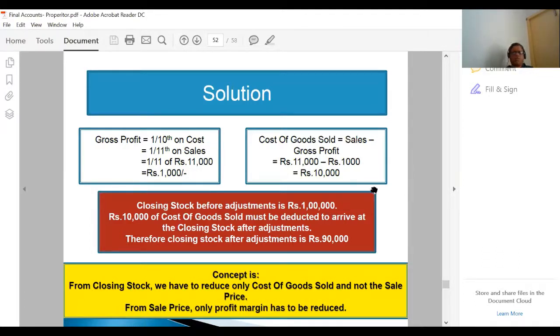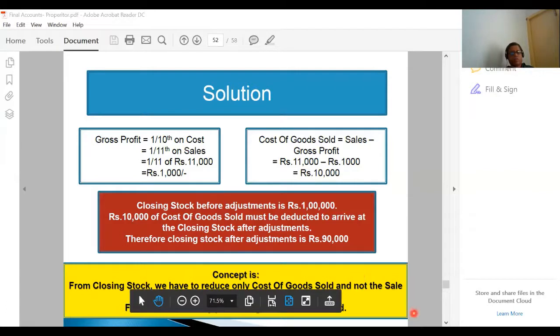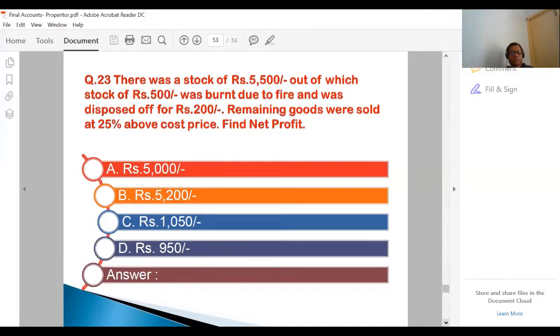Cost is equal to sales minus gross profit, that is 10,000. Closing stock adjustment is 1 lakh minus 10,000. That is cost of goods sold that can be adjusted. So the closing stock after adjustment is 90,000. What is the concept? From closing stock, we have to reduce only cost of goods sold, not the sales. So that is the concept. Can you try this question?